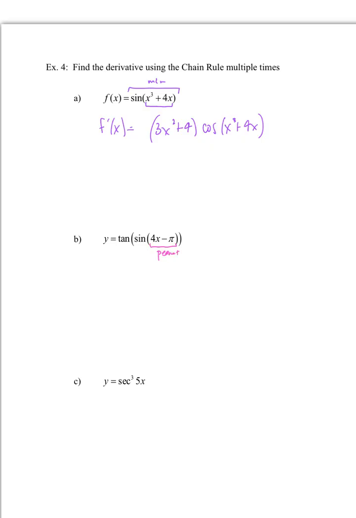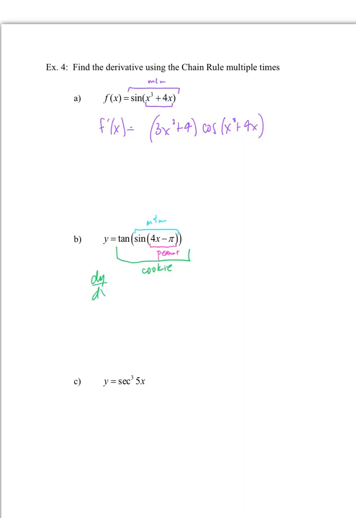As we work our way out, sine of all this stuff, this is the M&M. And then this is a first for you guys. That makes this whole thing like the cookie, right? There's the peanut inside the M&M, which is then inside the cookie. And we need to do the derivative of each of those from the inside out.